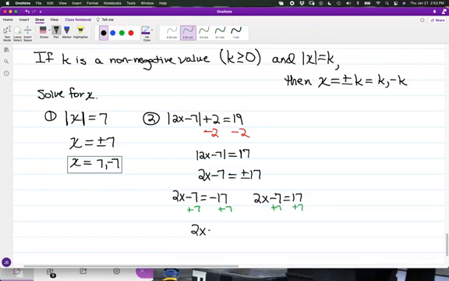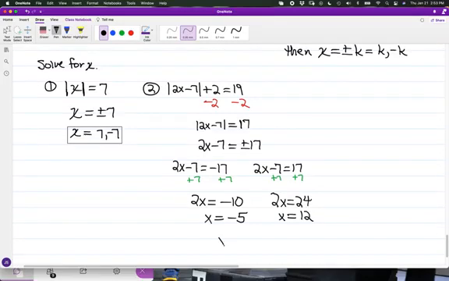At the lower end, I have 2x equal to negative 17 plus 7, so we have negative 10. And if I divide by 2, we have that x is equal to negative 5. Now for 2x minus 7 equal to 17, if I add 7 to both sides, we have 2x equal to 24, and division by 2 comes out to x equal to 12. So x will have 2 solutions: at the lower end negative 5, and the other positive 12.